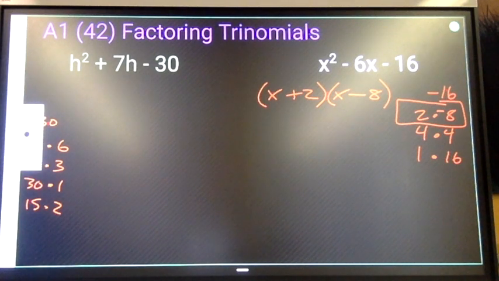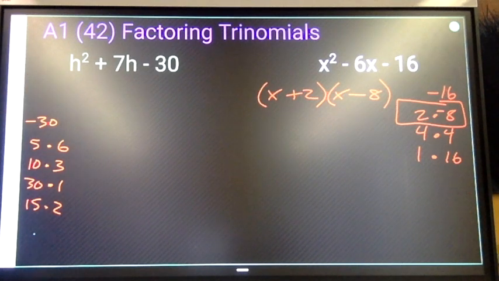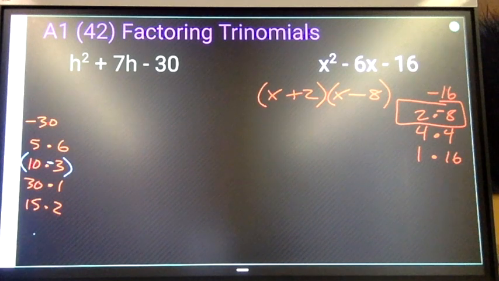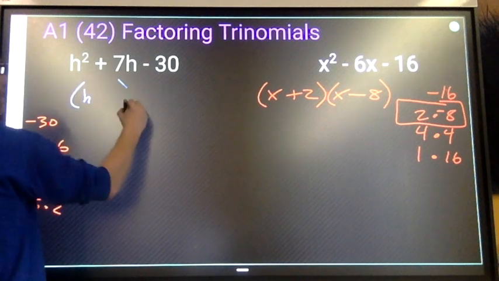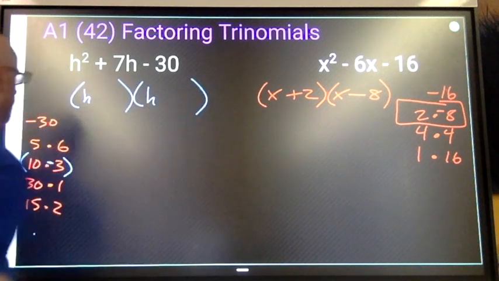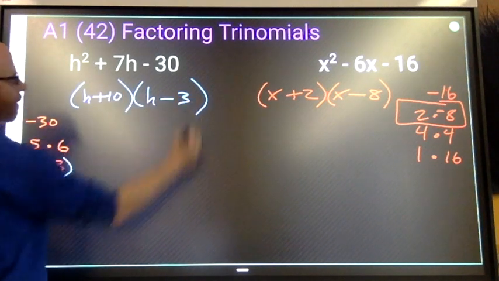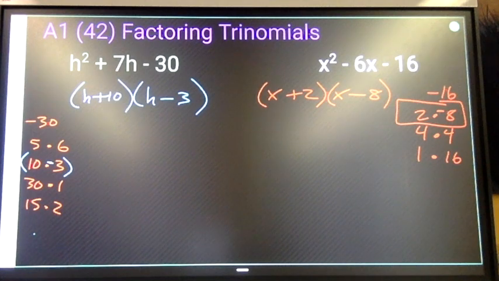This guy over here, need to make 7. I'm going to use 10 and 3. It needs to be a positive 7. All right, 10 plus negative 3 is positive 7. 10 times negative 3 is negative 30. Final answer, h plus 10 minus 3. That's it.